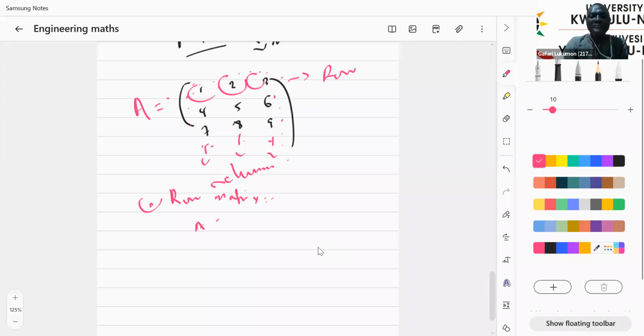So for example, if I have something of this nature, 1, 2, 3, you can see how many rows I'm having here? I'm having just a single row. Don't forget I said the row is what? An element that runs from your left to the right. I hope you understand now. So this is a row.